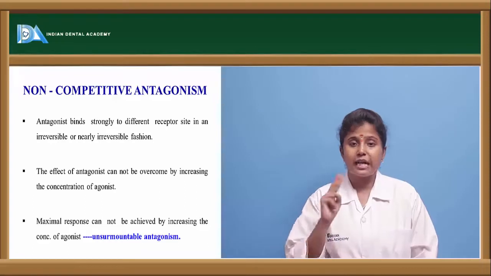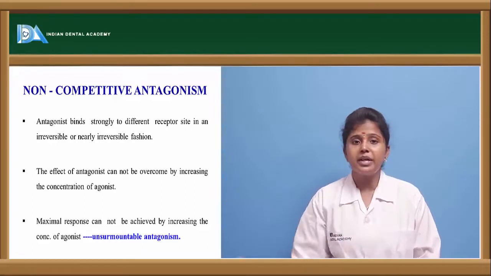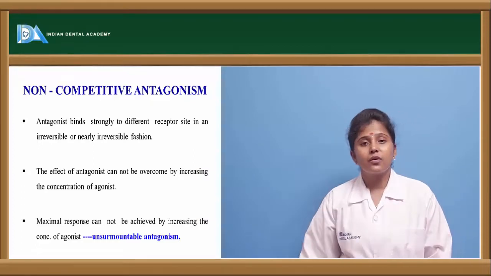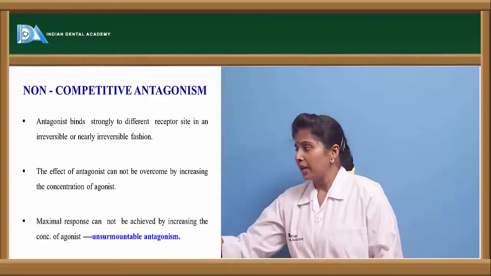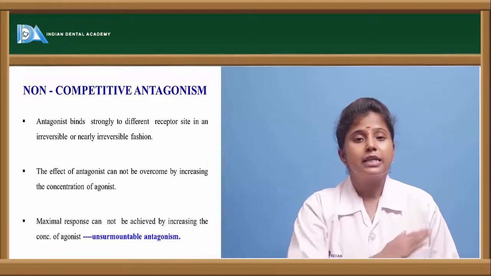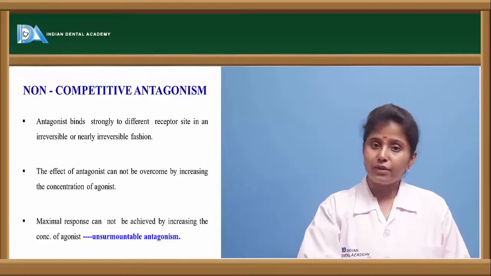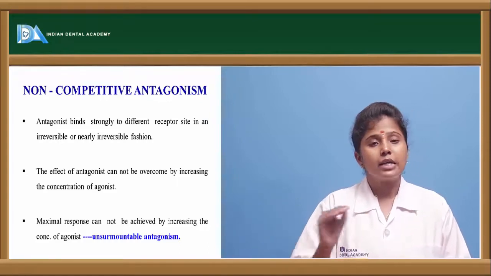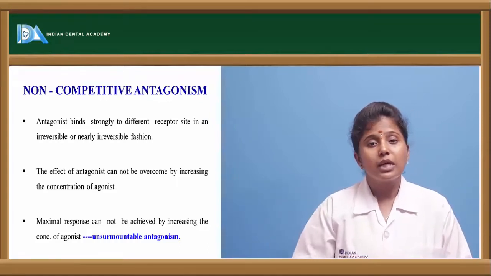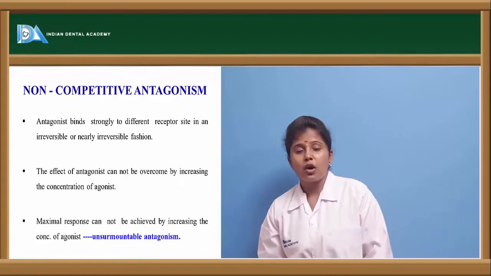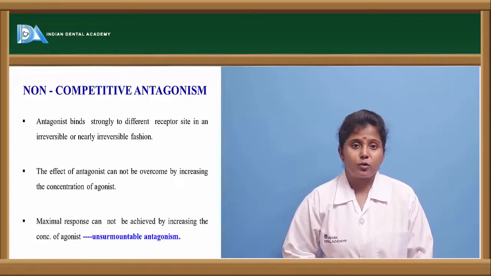So here, the agonist and antagonist are not competing for a single site. They have different sites, but the antagonist does not allow the agonist to show its action. And if we increase the concentration of the agonist, it is of no use. They are having two different sites. Even if we increase the agonist, the antagonist won't allow the agonist to show its action. So this type of antagonism is called insurmountable antagonism.